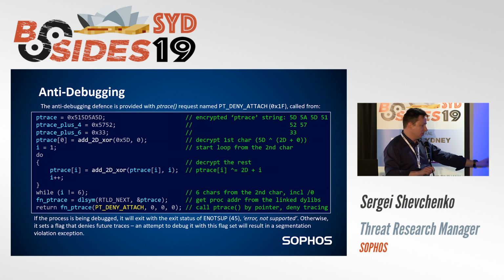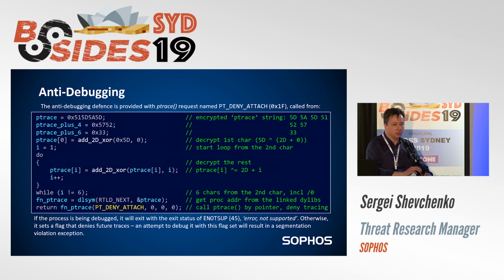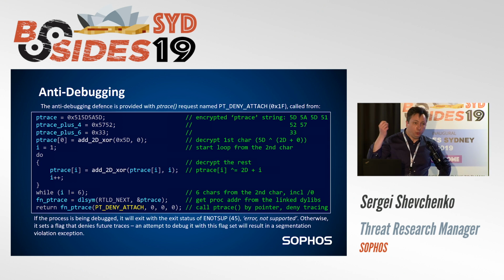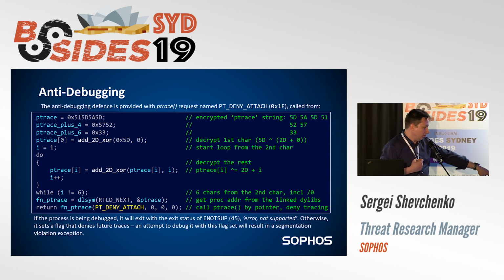Following that, it starts the loop. And inside that loop, it decodes all the other characters of that string. And right here, following that, it's calling dlsym to obtain the pointer to the function ptrace. The pointer is placed into the variable called fn_ptrace, and following that, it calls that fn_ptrace directly by pointer. And it passes the flag to that function called PT_DENY_ATTACH.